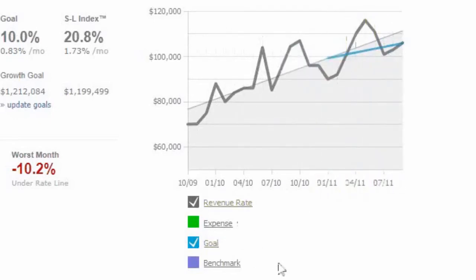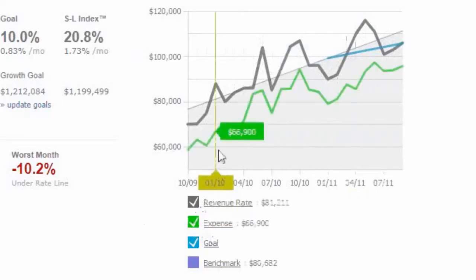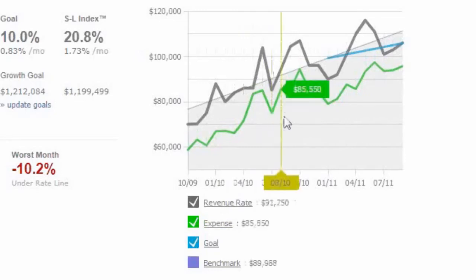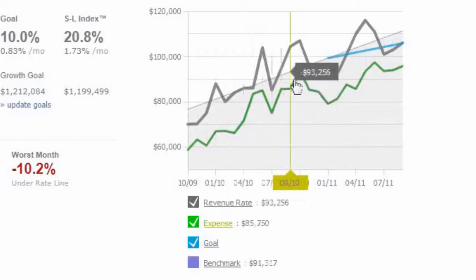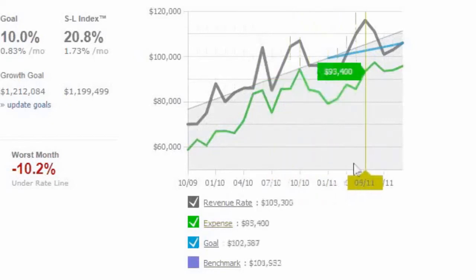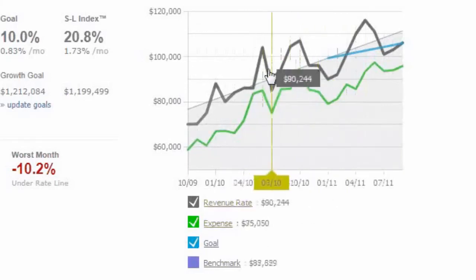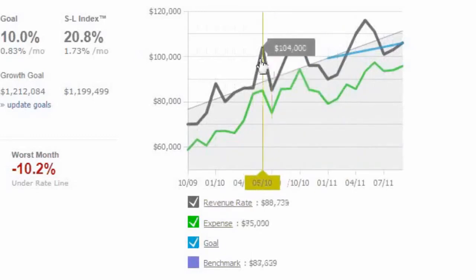I can also put in the expense numbers here. In this case, I'm doing a reasonably good job, or my friend Max's bookkeeper is doing a reasonably good job, of keeping expenses and profit in line on a monthly basis. If you find that these spikes are not in sync, maybe you've got a big spike in revenue here followed by a spike in expenses.